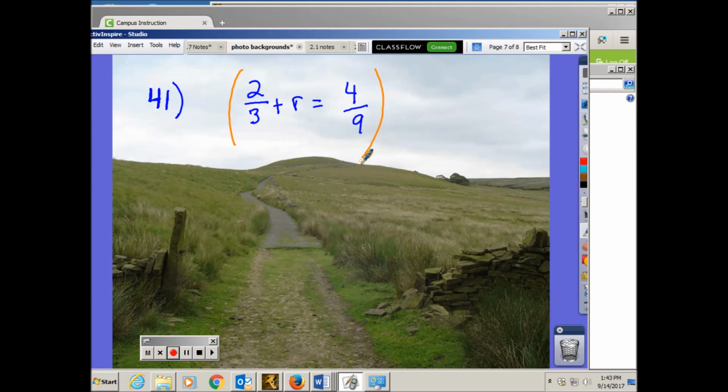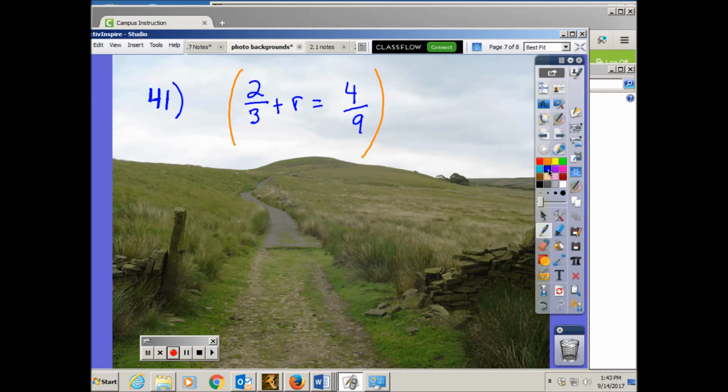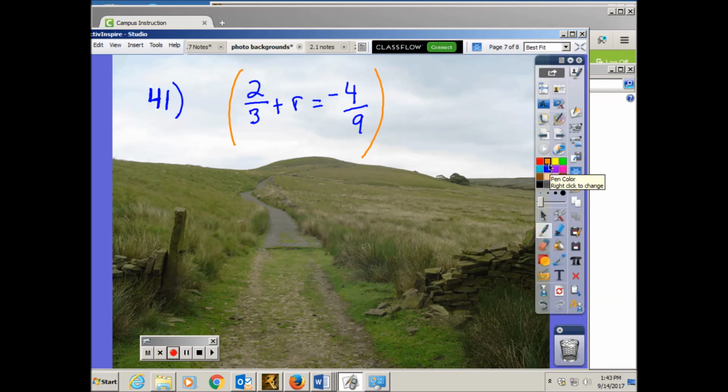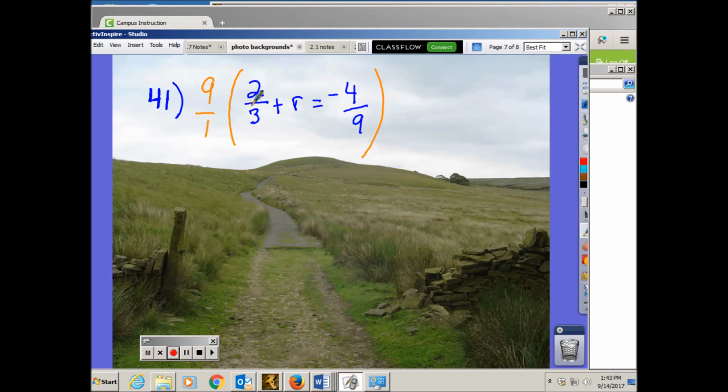I just got a correction that in the book it is negative 4/9. So what is the common denominator? 9. 9 times 2 is 18, divided by 3 is 6. 9 times R is 9R. 9 times negative 4 is negative 36, divided by 9 brings me back to negative 4.